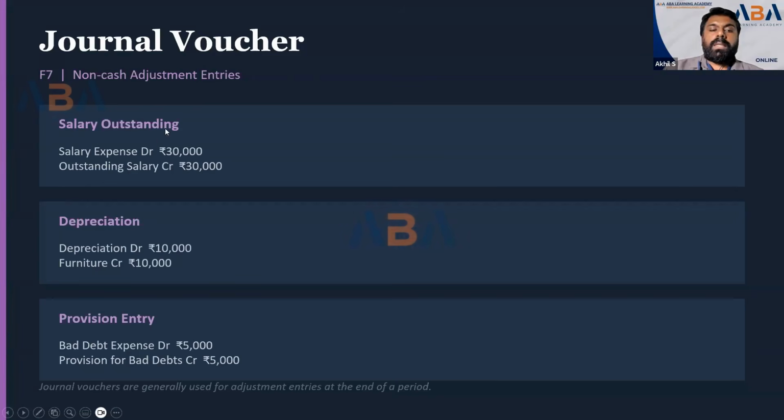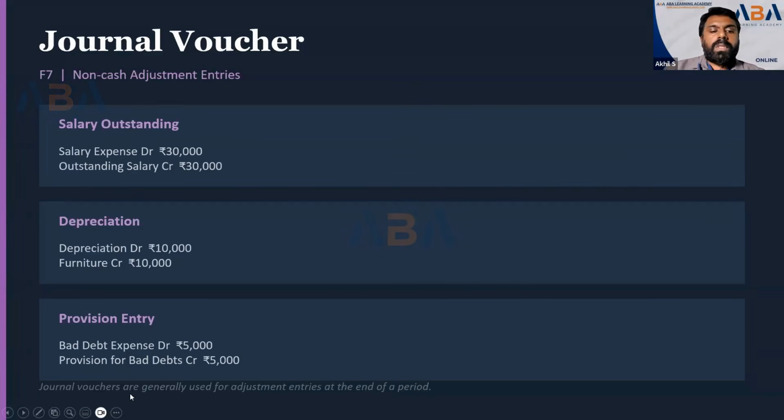In the example of salary outstanding, the debit side is salary expense and the credit side is outstanding salary. In all the three transactions before this, we had either cash or bank on the debit or credit side. But here we only see an expense and a liability. So this is an example of journal voucher. Then depreciation, depreciation accounted to furniture, and provision entry, bad debts expense debtor to provision for bad debts. All these adjustment entries we have to post using a journal voucher in Tally.